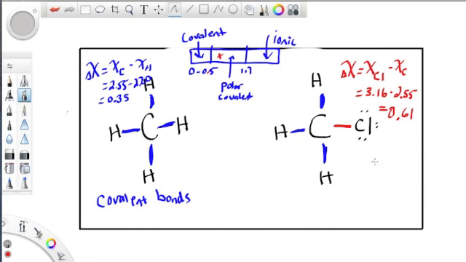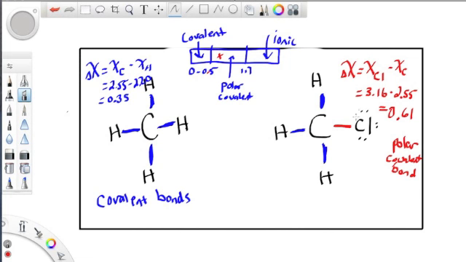So that bond is a polar covalent bond. If it's a polar covalent bond, as soon as you identify it in this range, that means that this is not an equal shared bond. It means the electrons are pulled towards one atom more than the other, and it's always the atom with the higher electronegativity, which is chlorine.